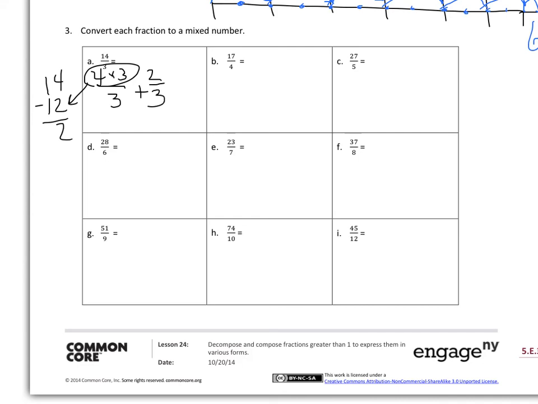And again, this number over here is going to tell us how many whole we have. When we see 4 times 3, this is actually 1 whole, 3/3. So this number is going to tell us how many we have as a whole number. So in this case, we have 4 whole plus 2/3, or 4 and 2/3. So students are going to continue to practice that.